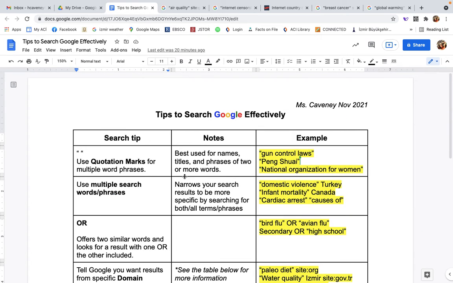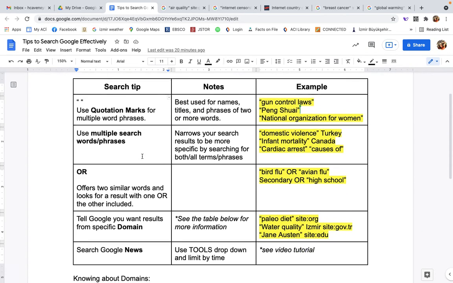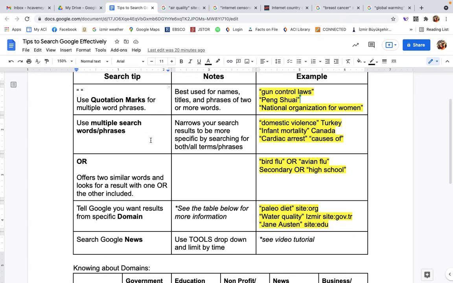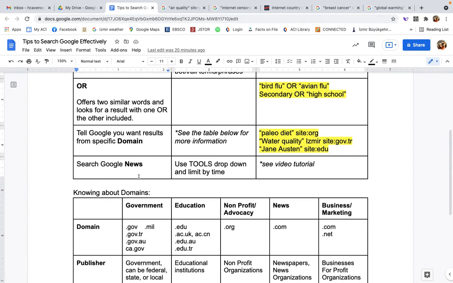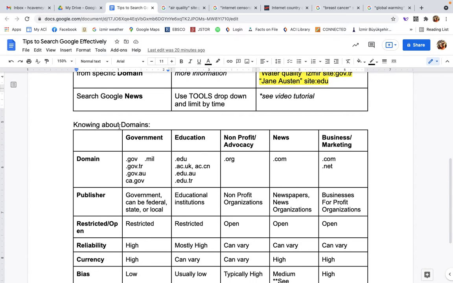That should get you started with your research. So just remember to use quotation marks, multiple search words or phrases to narrow your focus, using OR when necessary, targeting your domain. If you're looking at something that's about the military or the government, use those. If you're looking for scholarly information from universities that are doing research on your topic or have written scholarly publications or journals, you can use education.